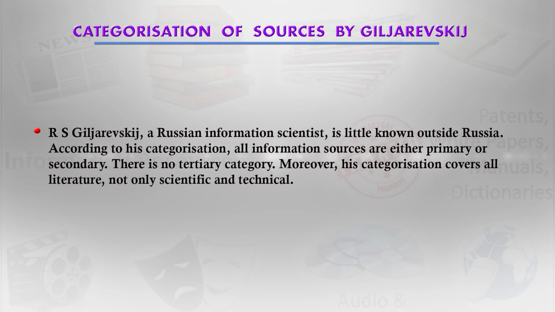Then comes our next categorization. This next categorization is given by a Russian information scientist, Gilyarevsky. He is little known outside Russia. According to this categorization, all information sources are either primary or secondary. There is no tertiary category. However, this categorization covers all literature, not only scientific and technical literature.